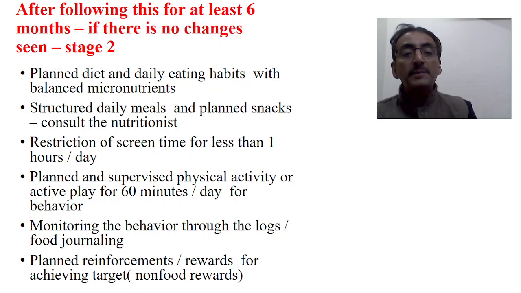Okay, now monitoring the behavior through the logs and food journaling, then planned reinforcement methods and rewards for achieving the target. In the child, you can also try these methods. Okay, so non-food rewards. Now you can say that if you are able to follow all the things, not losing the weight, whatever the lifestyle modification advised by the doctor, if the child is following, give him the rewards. Then the child will get more enthusiastic and curious, and it also creates interest, and he develops a positive attitude.